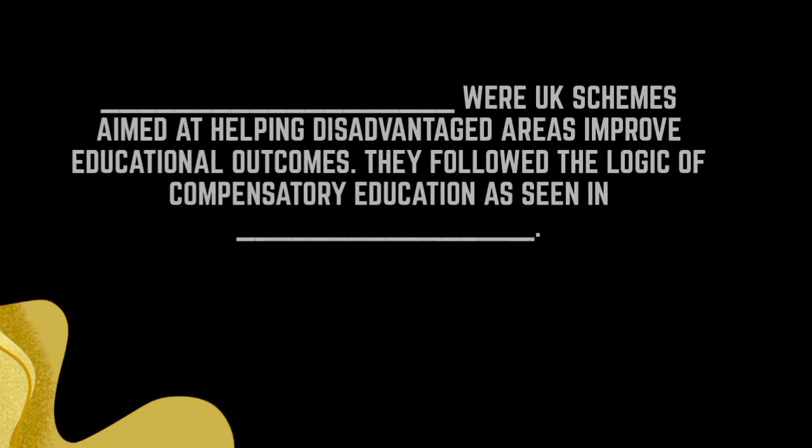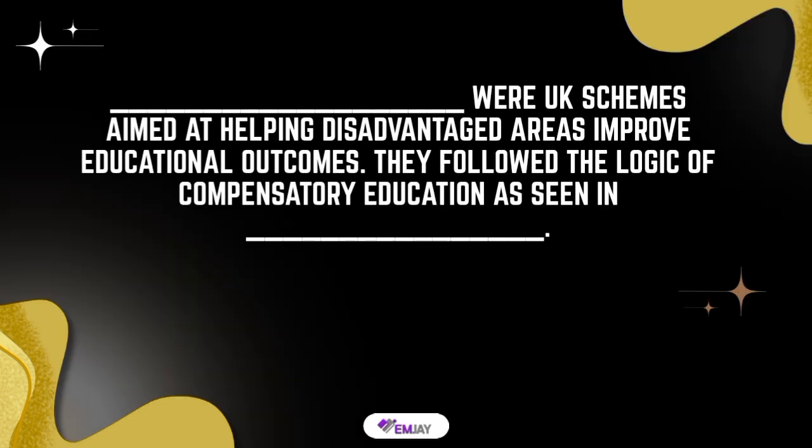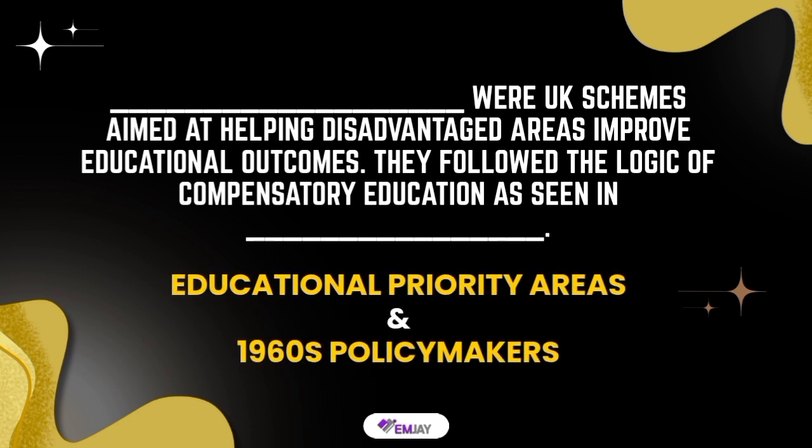Let's move on. Blank were UK schemes aimed at helping disadvantaged areas improve educational outcomes. They followed the logic of compensatory education as seen in blank. And the answer is educational priority areas and 1960s policymakers.